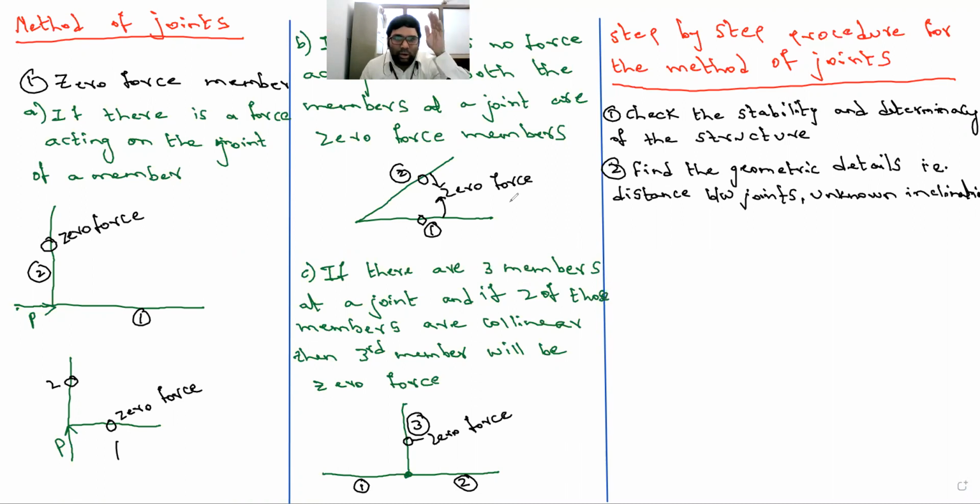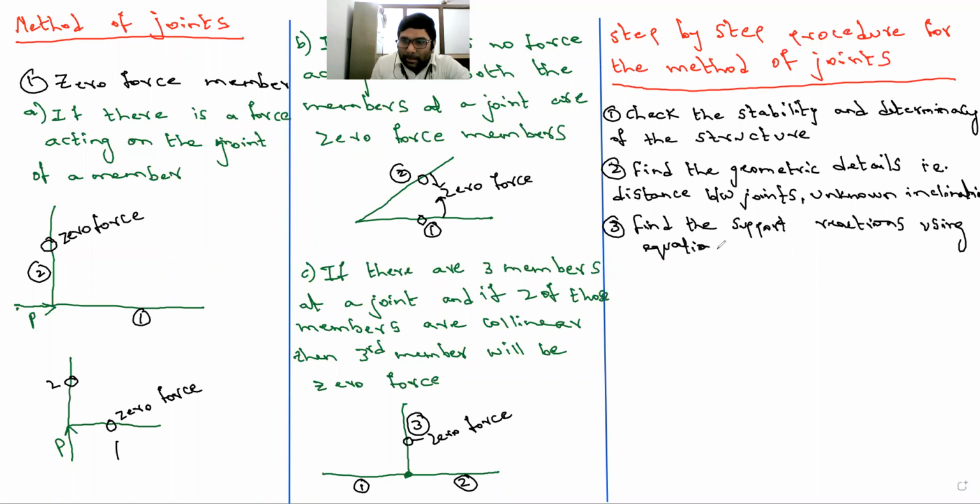It's a triangular member. If you know the vertical dimension and horizontal dimension, you need to calculate the diagonal part by using the Pythagoras theorem. Next, find the support reactions using equations of equilibrium. So this is simple, right?